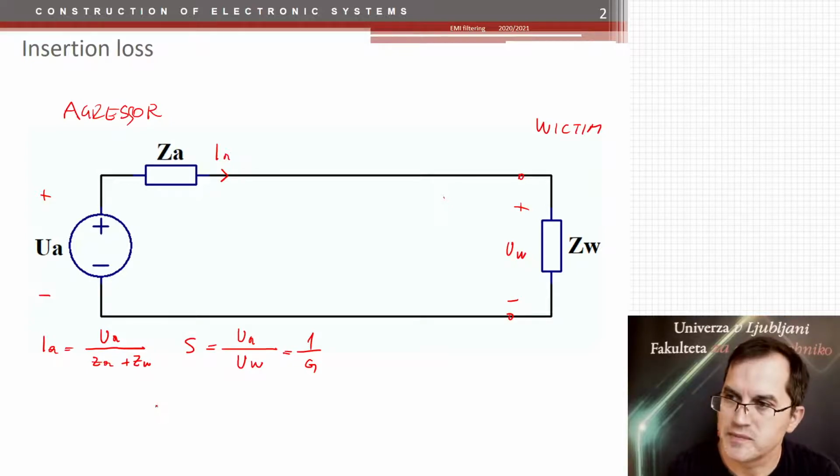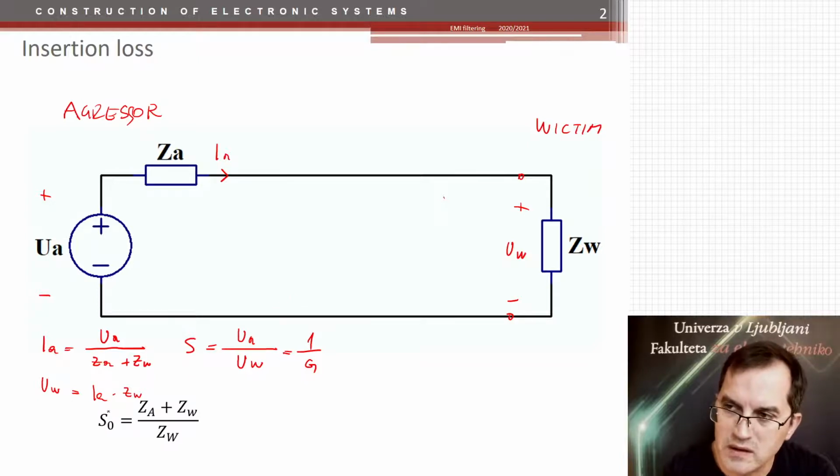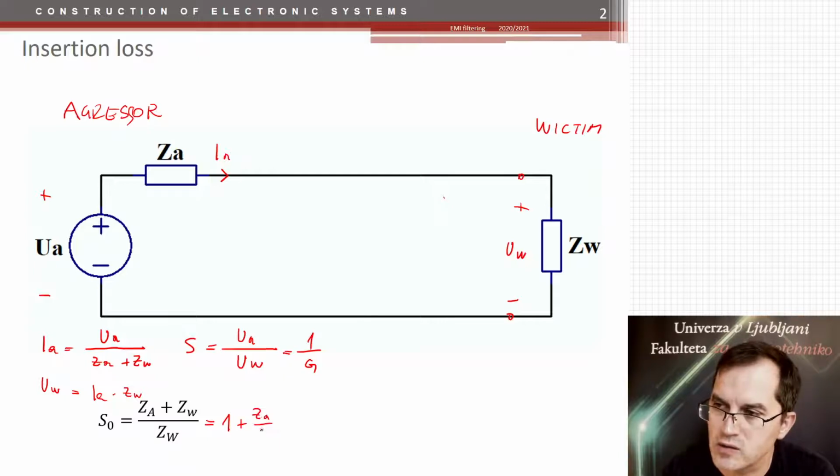How much is it? Well, if the aggressor current is the aggressor voltage divided by these two impedances, then consequently the victim voltage would be the aggressor current times the victim impedance. Therefore, if we put it in this equation, we get that the suppression factor is this term here. It could also be equal to 1 plus Z aggressor over Z victim.